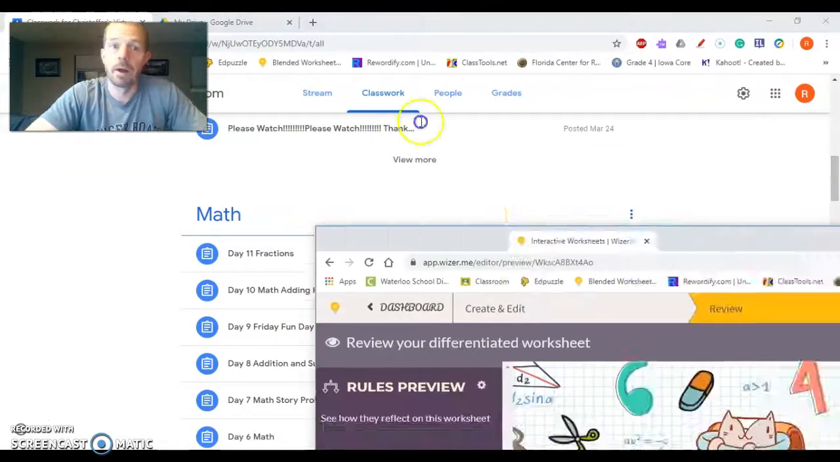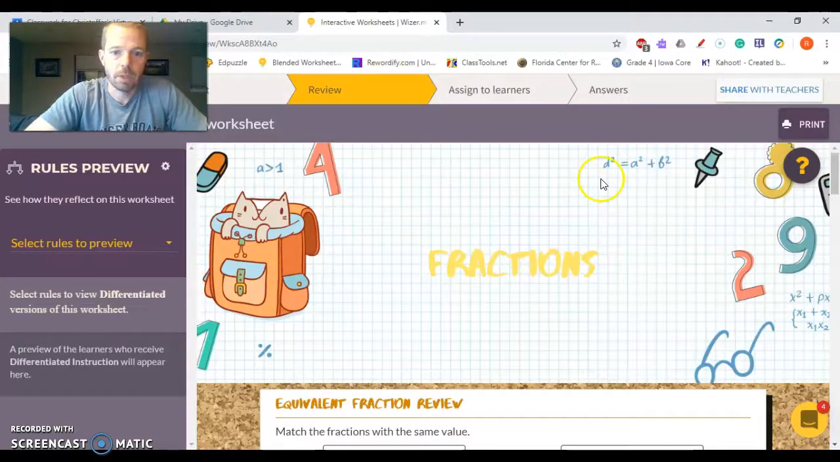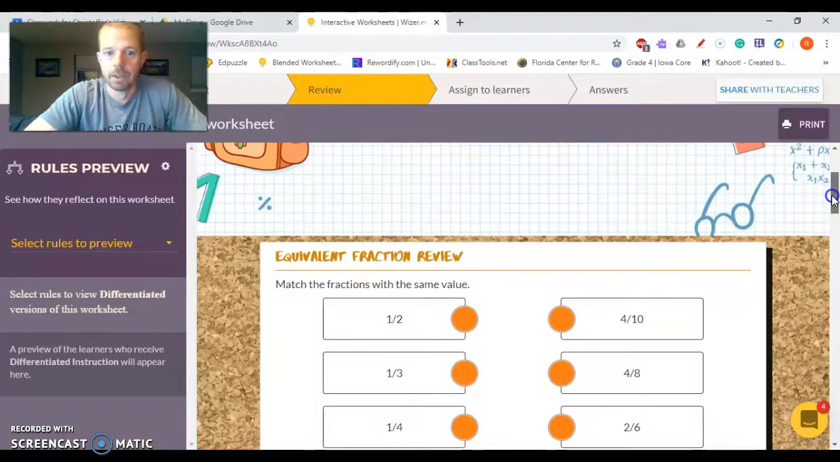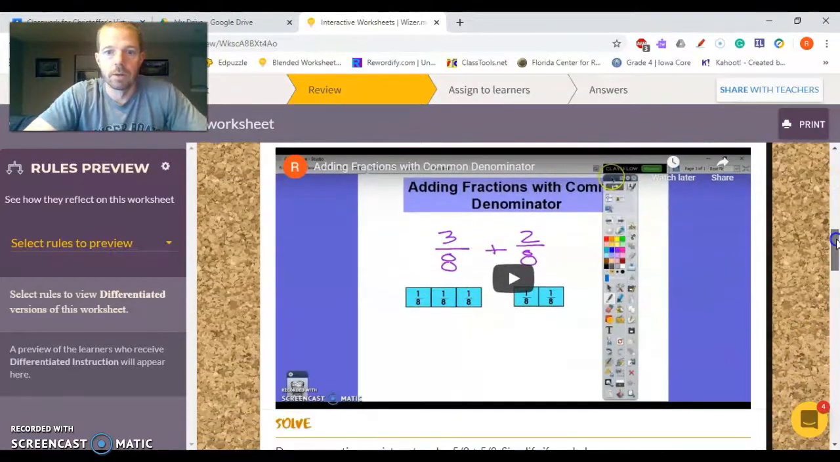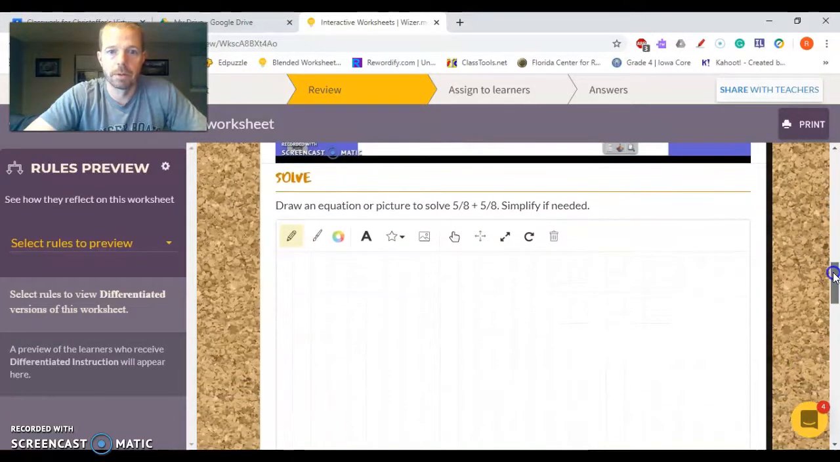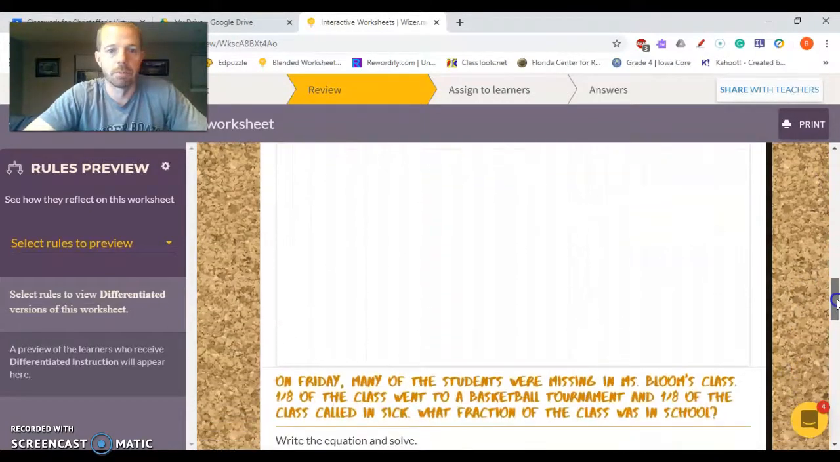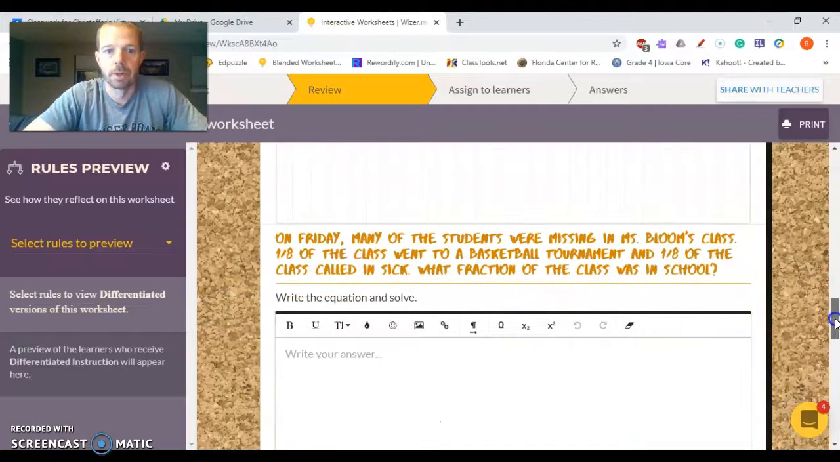You're going to have an interactive worksheet that looks like this. So first thing you're going to do is find the equivalent fractions, stretch that across. By the way, that is not correct. Then you're going to watch the video on adding fractions with common denominators. You're going to draw an equation or picture to solve 5/8 plus 5/8. Simplify if needed, so if it's an improper fraction, change it to a mixed number.